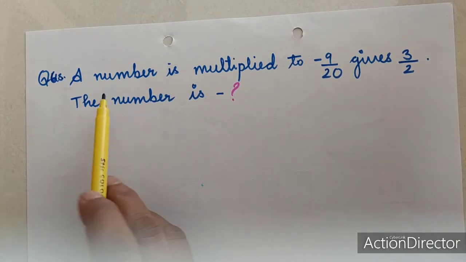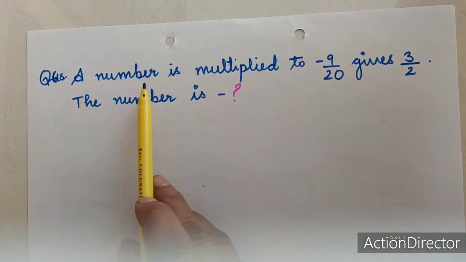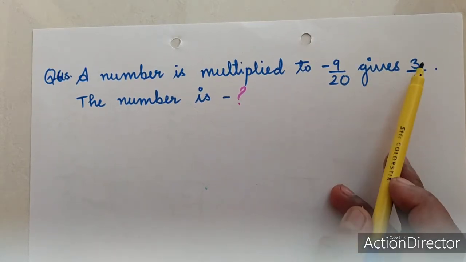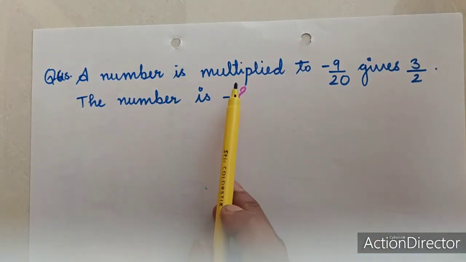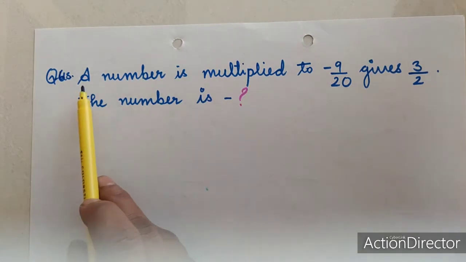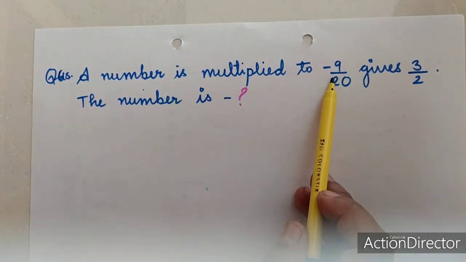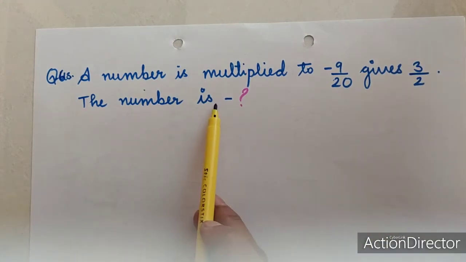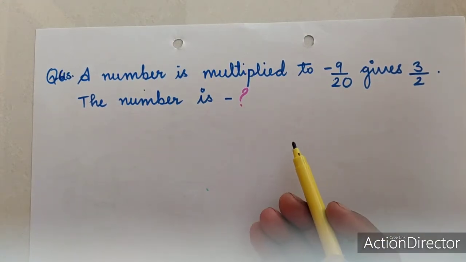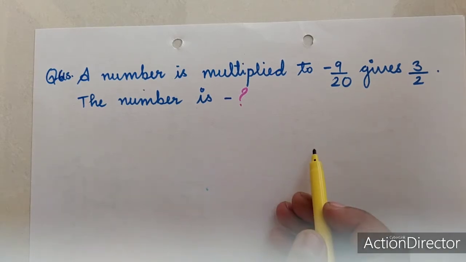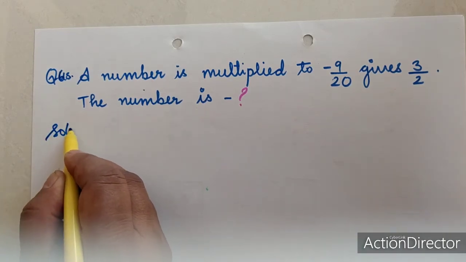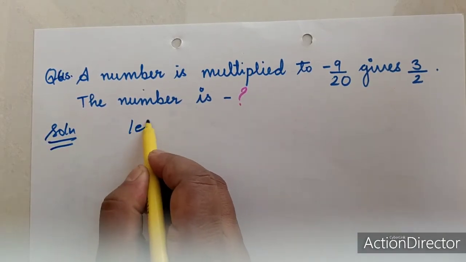Similarly, in this question, they are asking: a number is multiplied to minus 9 by 20 gives 3 by 2. Instead of dividing, now they are asking multiplied. A number is multiplied to minus 9 by 20 gives 3 by 2. The number is dash, which means it is a fill in the blanks type question. But unless you have an equation, you cannot give the correct answer. So we are going to make one equation to solve. So the solution is, let x be that number.